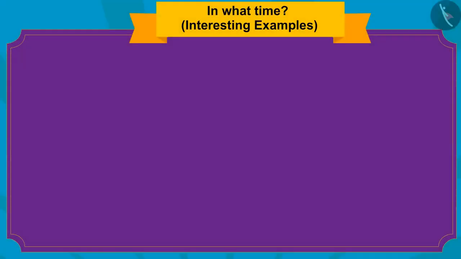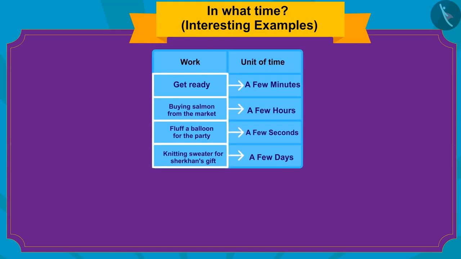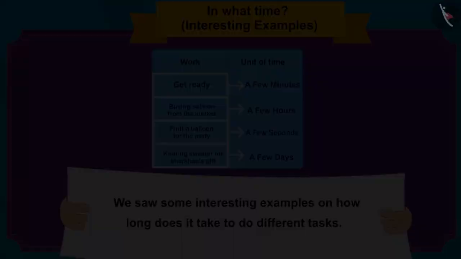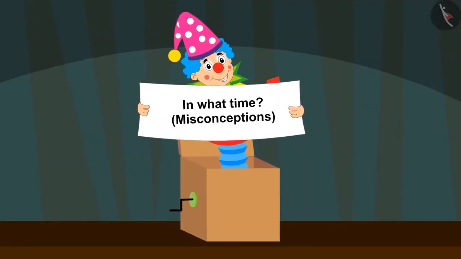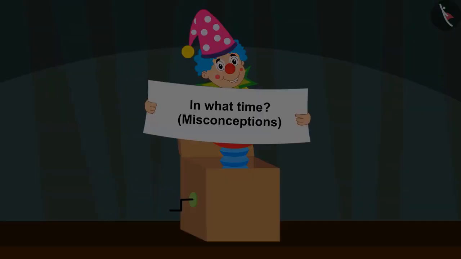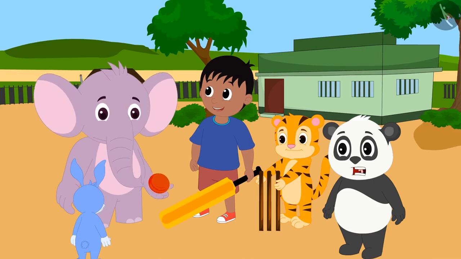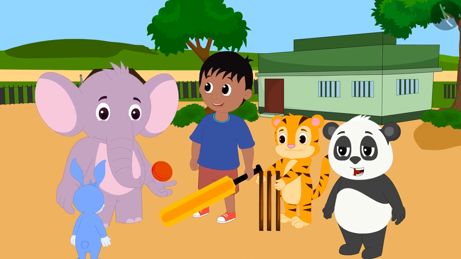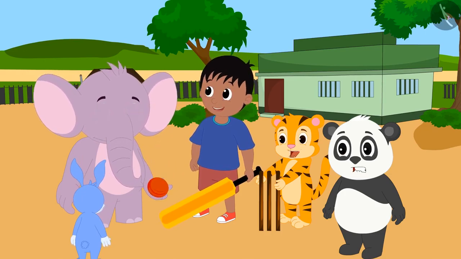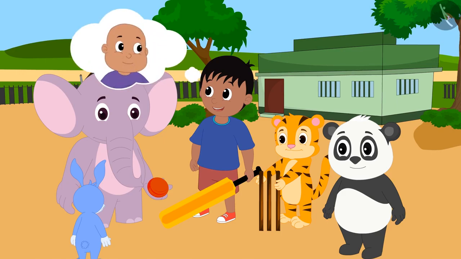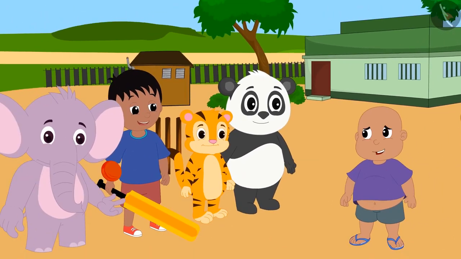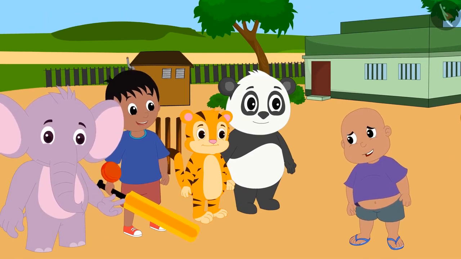Hello kids! In the previous video, we learned about how long it takes to do different tasks. In this video, we will see some misconceptions related to it. Today, all the friends have decided to play cricket. All of them gathered in the field. But where is Bablu? Look! Bablu comes here now gasping.